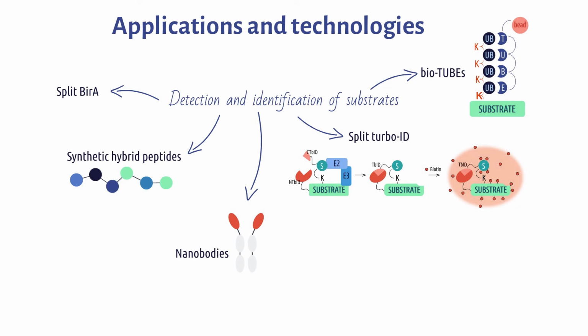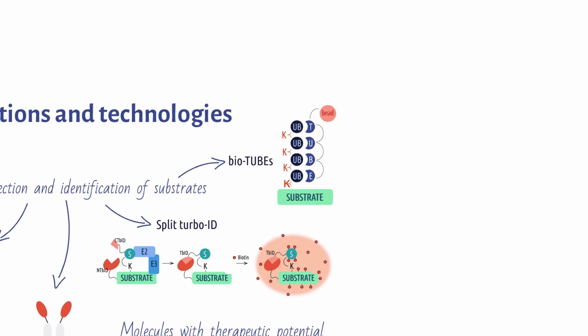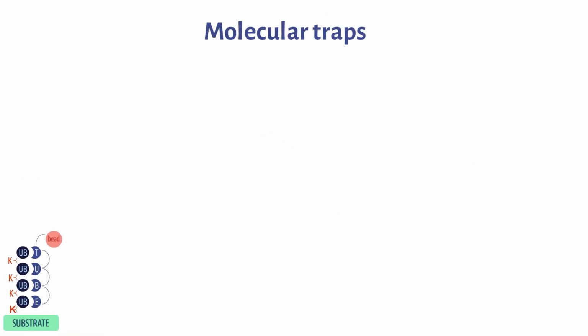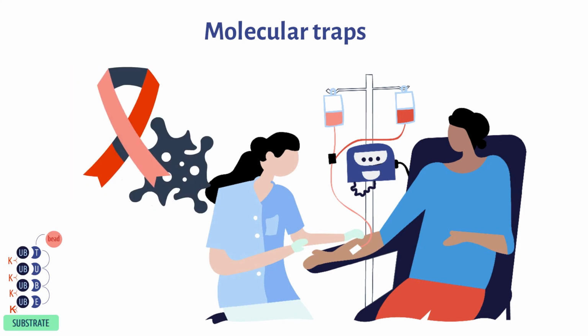UbiCODE researchers are also developing many tools, some of them with a great potential for clinical applications. For example, molecular traps capture distinct ubiquitin chains that can be used to predict the response to chemotherapy in different cancer types, but also to identify drug targets or therapeutic molecules to implement new clinical treatments.